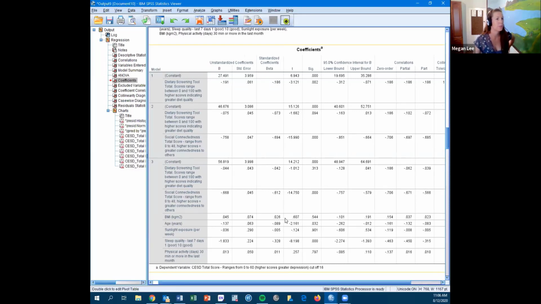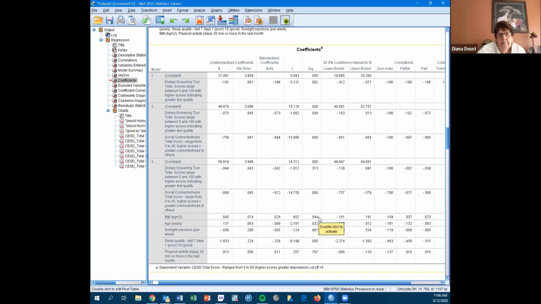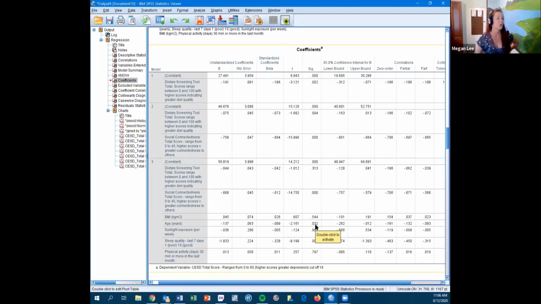Let's look at BMI. Is BMI significant in our third model? No, it's not. Is age significant? Yes, we're going to have to rerun that though because I had those older people in it. So we'll go and have a look. Our standardized beta tells us that as age increases by 1 standard deviation, depression decreases by 0.089, so not by very much, but it's still significant.